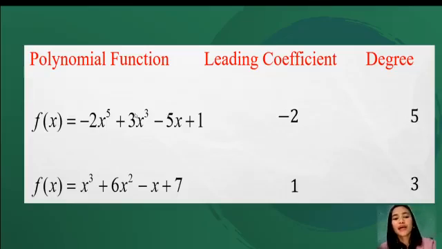Now, in f of x equals x cubed plus 6x squared minus x plus 7, you can say that the degree is 3. The highest exponent is 3. Therefore, the leading term will be x cubed. Then you ask yourself, if the leading term is x cubed, what is the numerical coefficient? The numerical coefficient of this one is a positive 1. Therefore, the leading coefficient is 1.